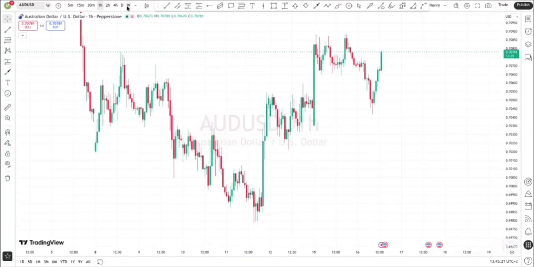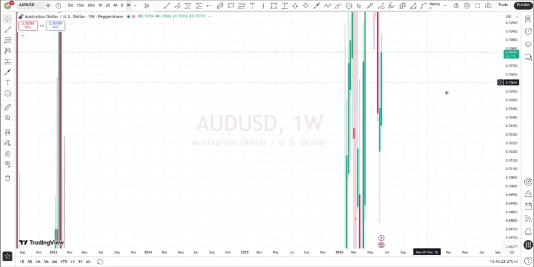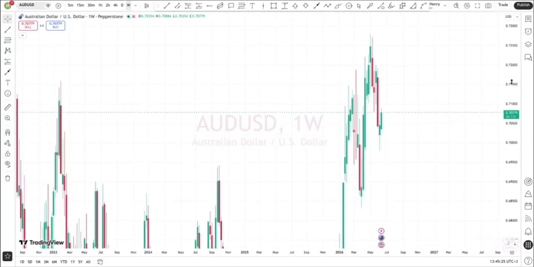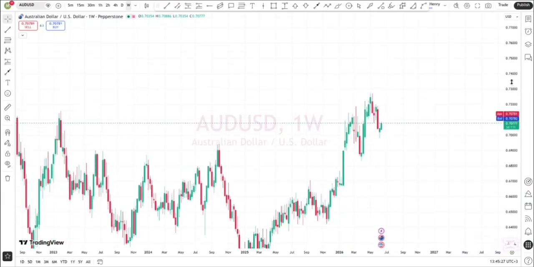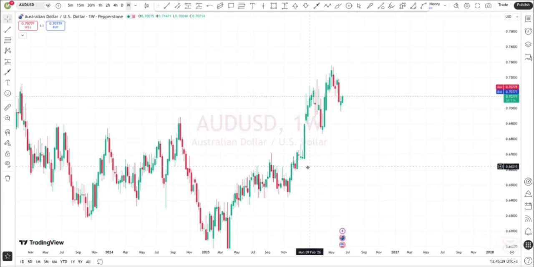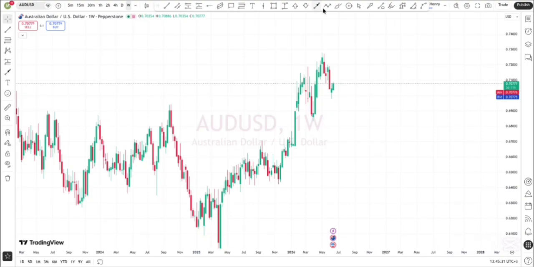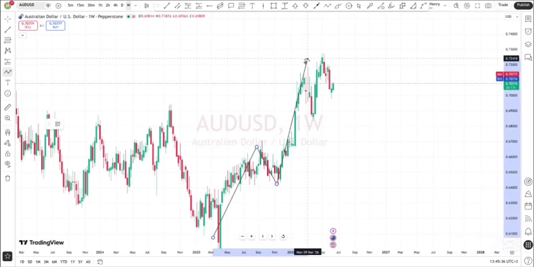So my starting point will be the weekly time frame. From my weekly time frame, I can see this market is on an uptrend, and this can be confirmed. You can see the market is making a series of higher highs and higher lows.